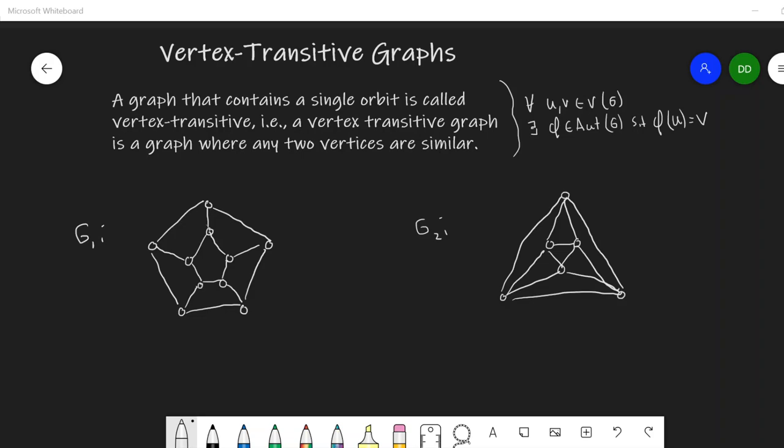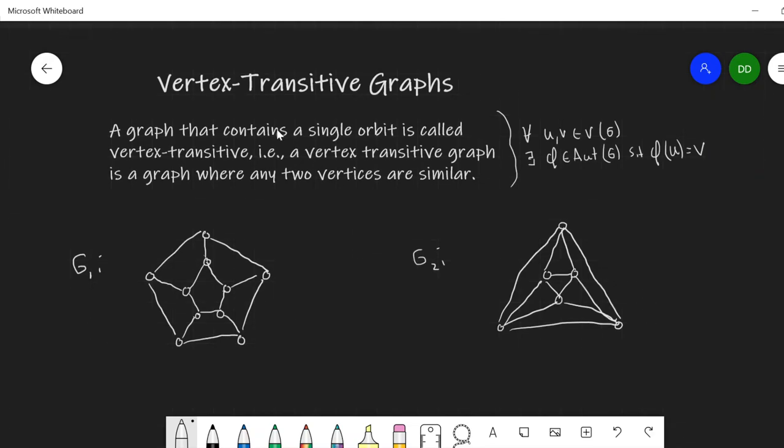In this video, we will talk about vertex transitive graphs. So a vertex transitive graph is a graph that just has a single orbit. And so what that means is that for any two vertices, there's an automorphism that takes one vertex to the other vertex. So any two vertices are similar.